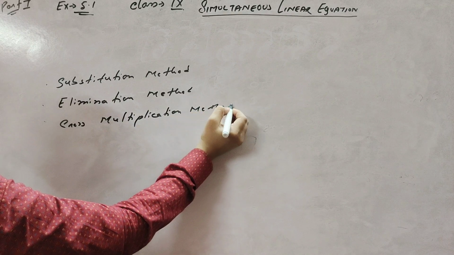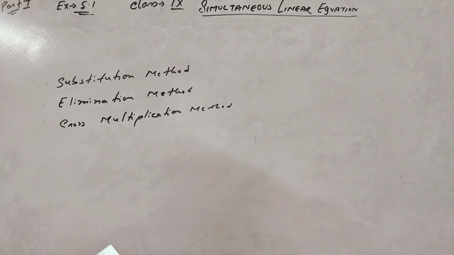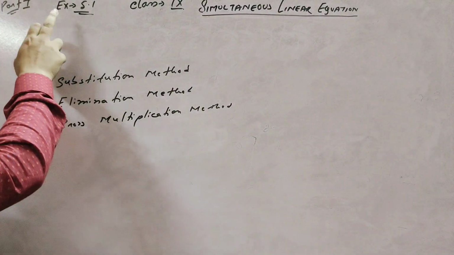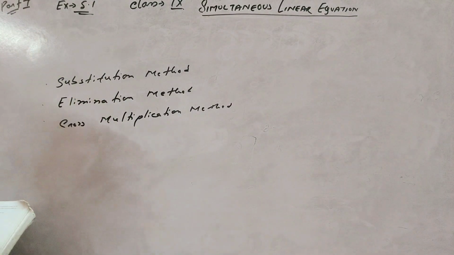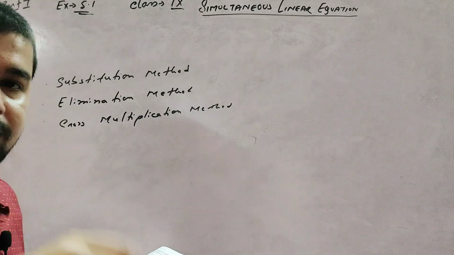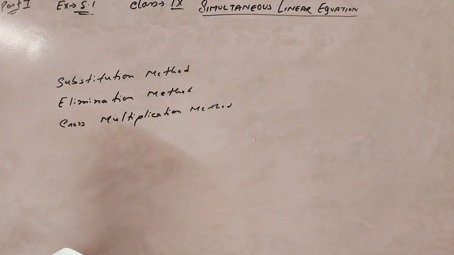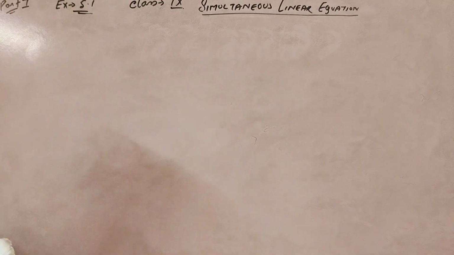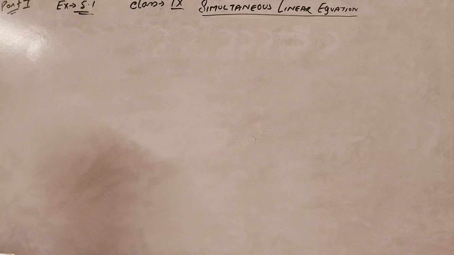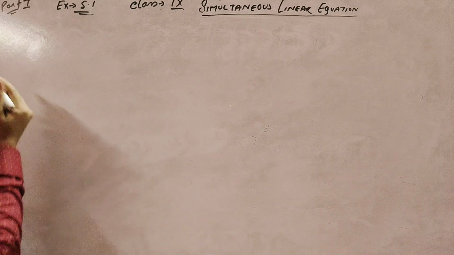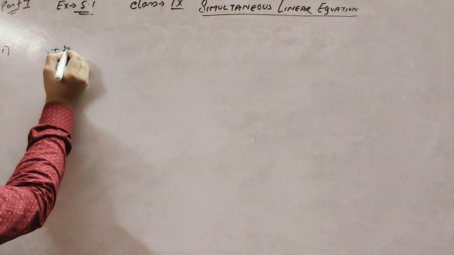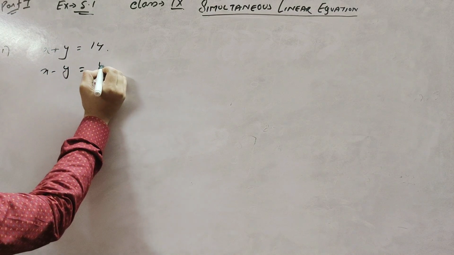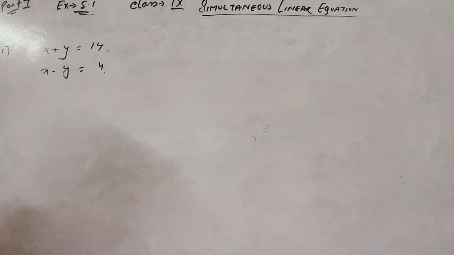Actually, these all three methods are used just to solve the equations and find the value of x and y. So in today's exercise we learn the substitution method, how to use the substitution method and solve the equation and find the value of x and y. So our first question from this exercise is very easy, very simple, that is x plus y equals 14 and x minus y equals 4. So how do you solve the equation?